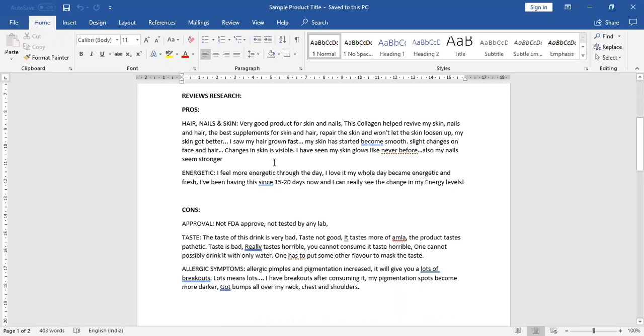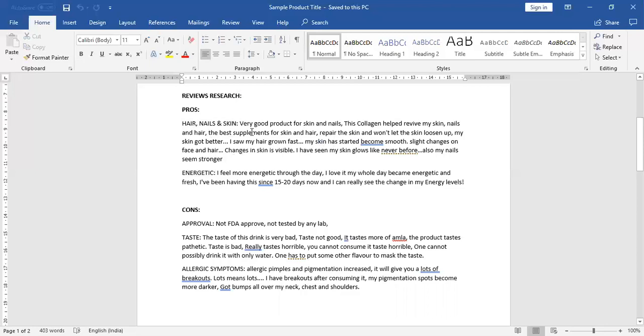I have done it from two competitors. I suggest you do it from at least 10 competitors so that you will understand better. You have to group them into some categories. But most of the reviews will talk about their nails, skin, and some characteristics like energetic. So many people said it is a very good product for skin and hair. Some people said this collagen helped revive my skin, nails, and hair.